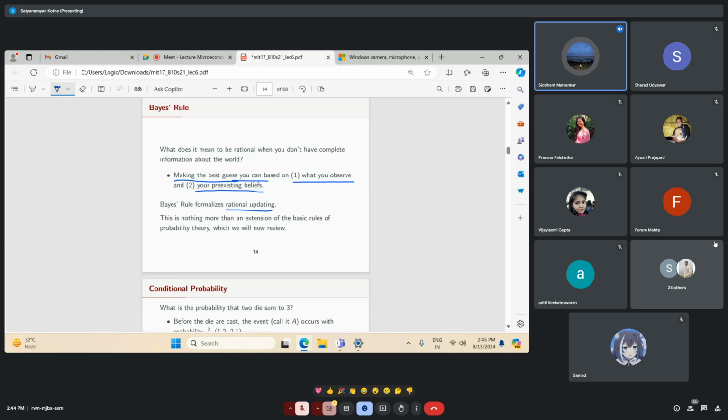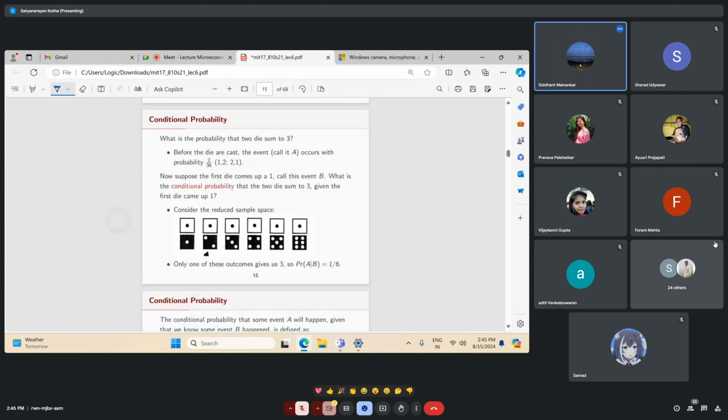So to make rational decisions, you have to update the signals, knowing the type of the person or the player, knowing the beliefs, updating the beliefs and all that, and then you may form some rule which is known as Bayes rule. That is nothing more than an extension of the basic rules of probability theory, which we will now review. I don't know how many of you have done probability.